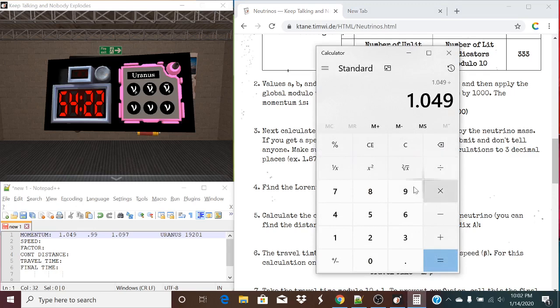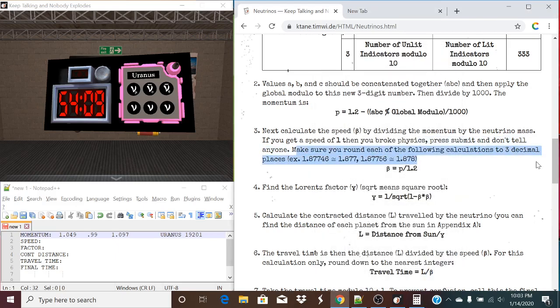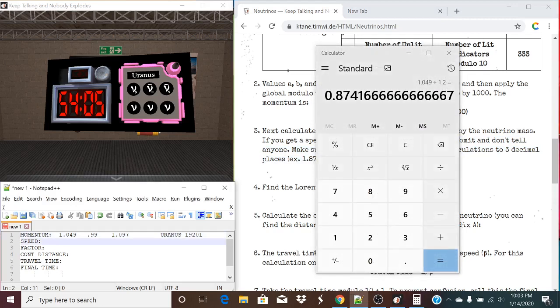1.049 divided by 1.2 is going to give us a value of 0.8741. Wait, we're going on too far. Make sure you round each of the following calculations to 3 decimal places. So our speed in this first case is going to be 0.874. The 1 doesn't round up.